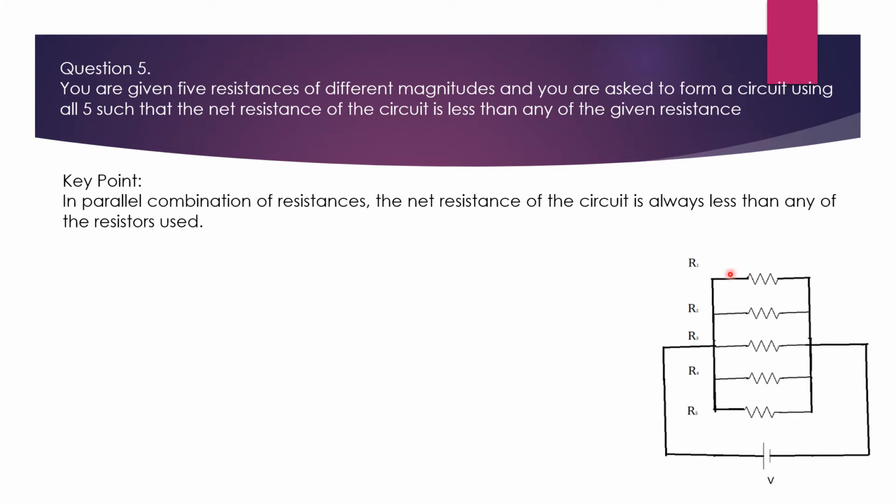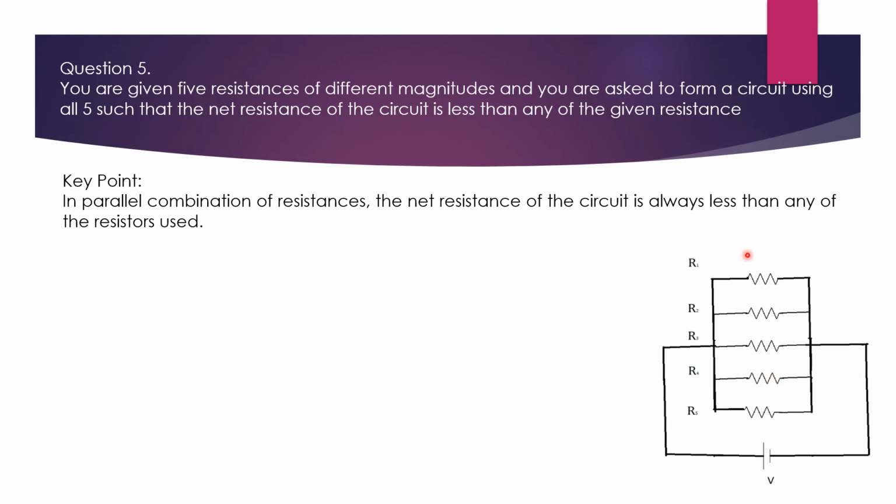Now, this is a parallel circuit. There are 5 resistors R1, R2, R3, R4 and R5 connected with this battery. These are all 5 paths. If I add another path for that matter, it will provide an additional path for the current, hence reducing the overall resistance and giving another path to the current.